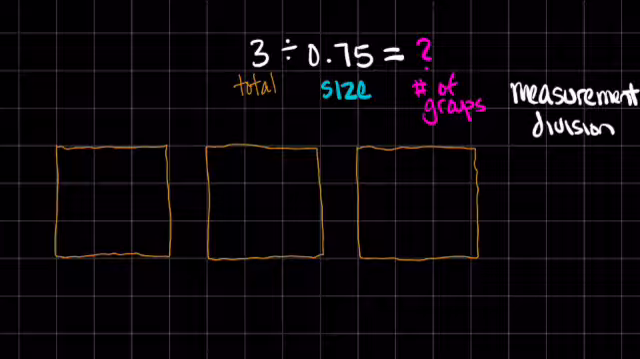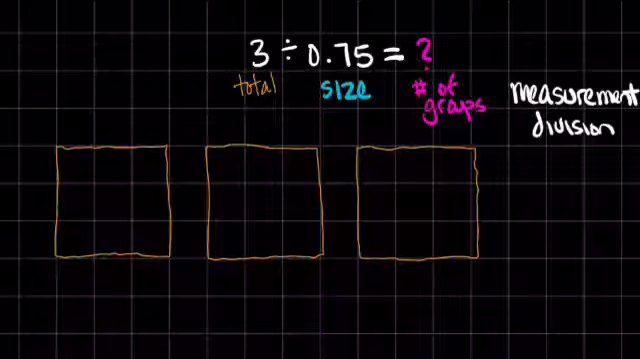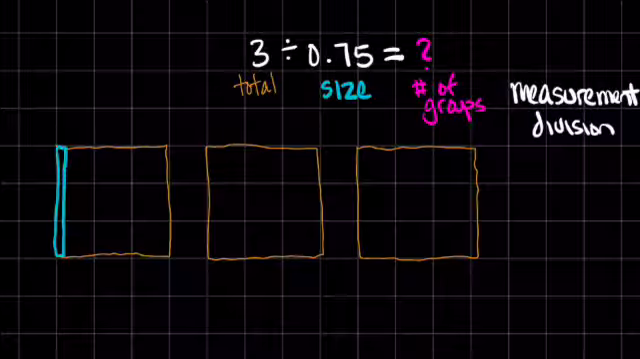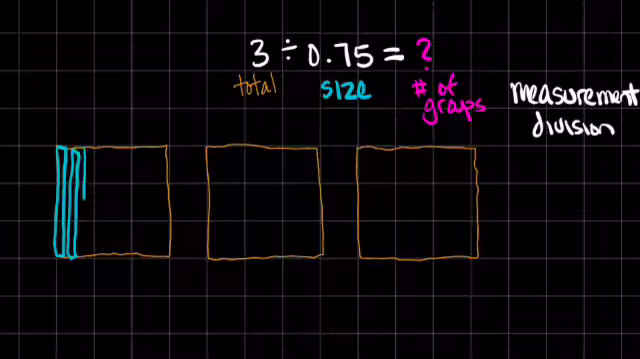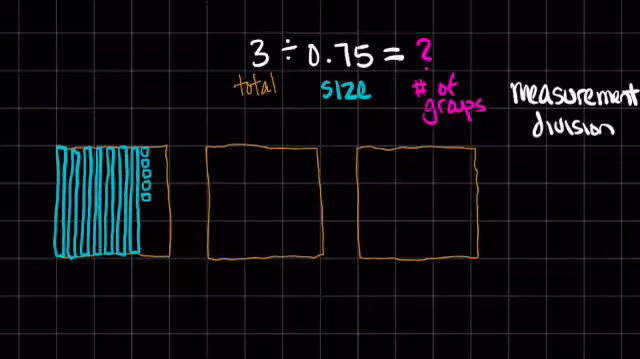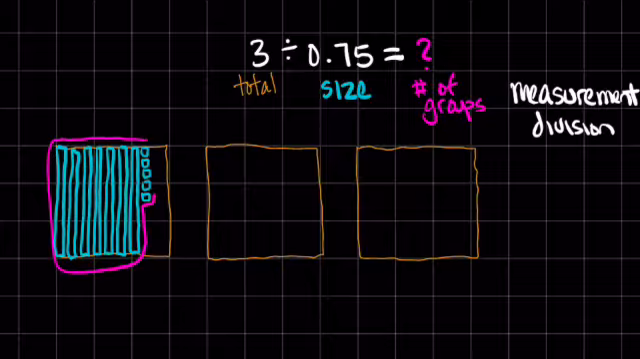Okay, 75 hundredths would be 7 longs and 5 units. So here I'm going to have 7 longs. I'm going to measure out 7 of these. 2, 3, 4, 5, 6, 7 longs, and then 5 units. 3, 4, 5. Okay, this is going to make 1 whole group, right?